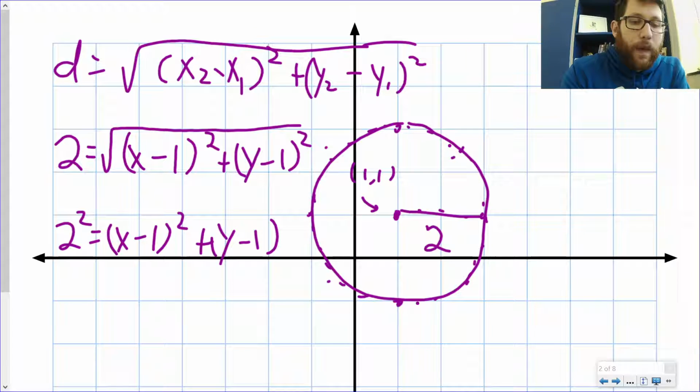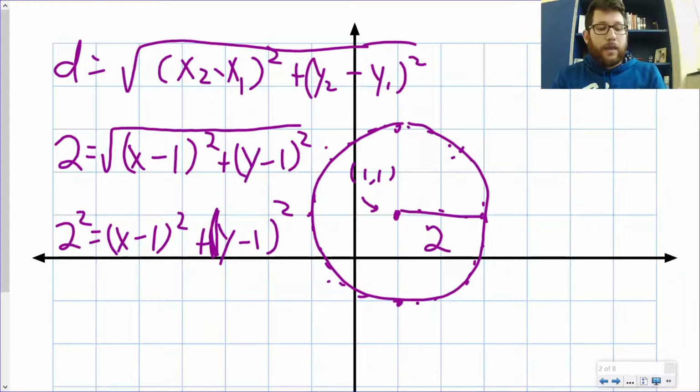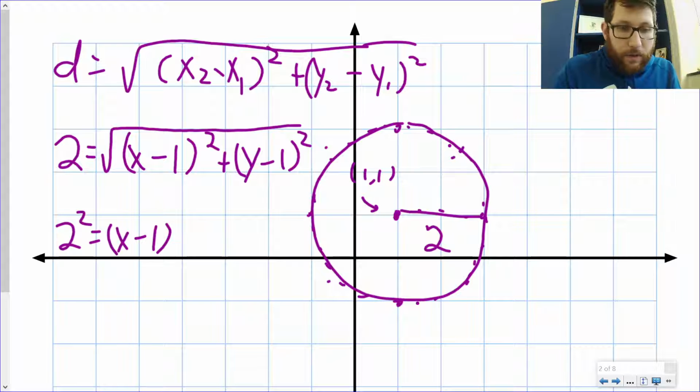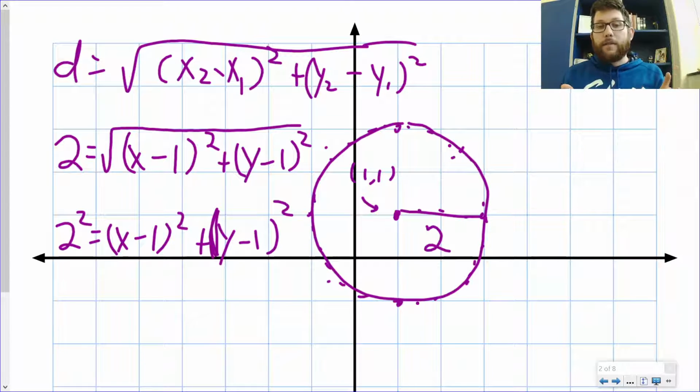So any of the x, y coordinates that I can find, any of the x and y pairs that make this equation true. Like I could plug in this point right here, the point at 1, 3, and if I plug that in, it does equal 2 squared. Any of the ones that make it true end up being on the circle, and any that make it false end up not being on the circle.